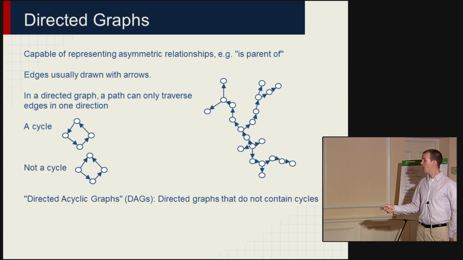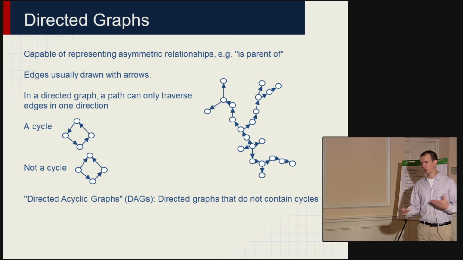This is not a cycle. So if you start at this vertex, you can't get back to where you started. You can't traverse this edge in this direction if you start at the blunt end and go to the sharp end. And you can't do that for any other vertex. So this vertex can't go anywhere. This vertex can go here, but can't go anywhere else. And this vertex can only go here.